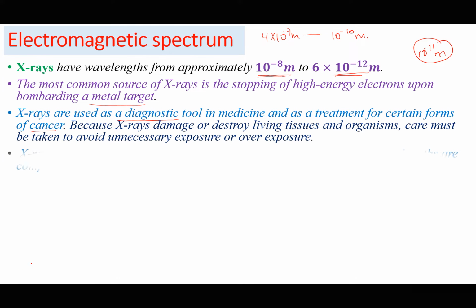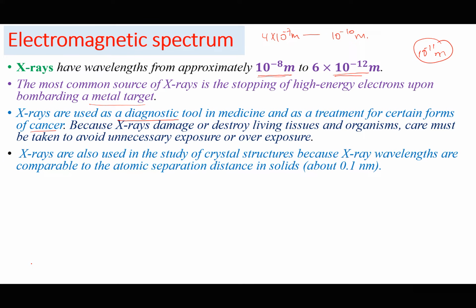By the way, X-rays are also used in the study of crystal structure because X-ray wavelengths are comparable to atomic separation distance in solids, which is about 0.1 nanometers. We shall also talk about this in quantum physics. Because the wavelength of X-rays is approximately the same as the interatomic spacing, X-rays can easily undergo diffraction when passed through a solid, through crystal structures. And because they can undergo diffraction, this helps us to study different crystal structures.